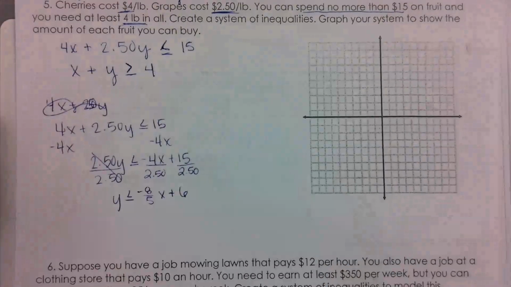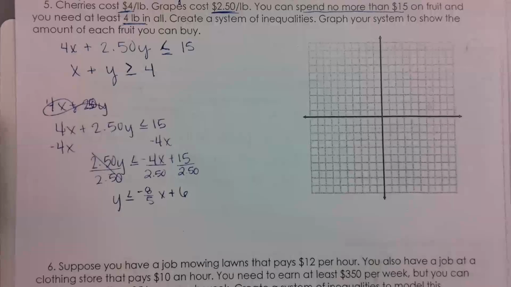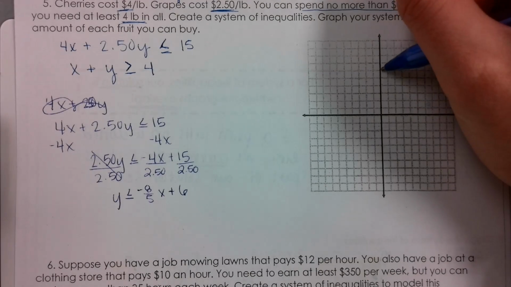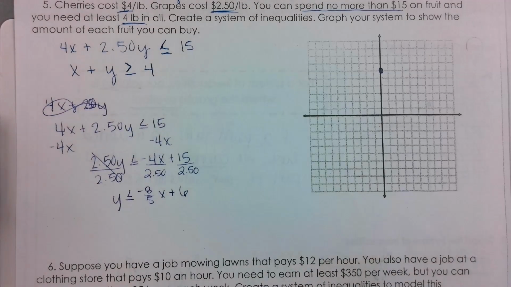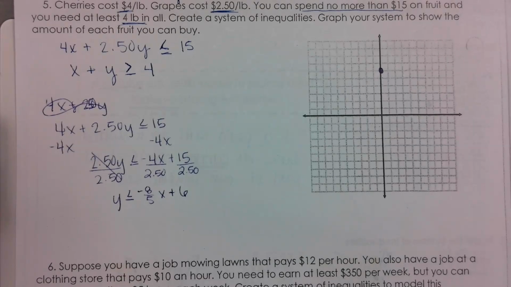Thomas, where are we going to start? At 6. 1, 2, 3, 4, 5, 6. Bailey, how are we going to count our slope? You're exactly right. Down 8 over 5.